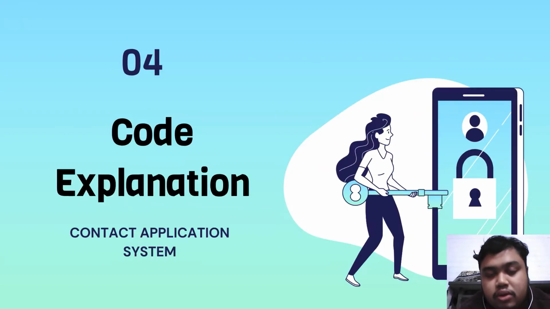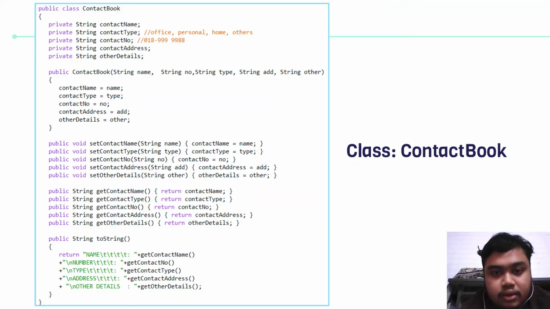Assalamualaikum warahmatullahi wabarakatuh. My name is Muhammad Irfan and I will do the code explanation for our program. This is our ADT ContactBooks. In this class, we have five data members: contact name, contact type, contact number, contact address, and other details. All the data members are strings.